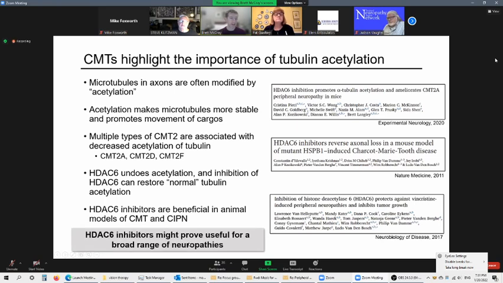So the idea is that these might be useful in other conditions. And there's actually been some research recently showing that these HDAC6 inhibitors and this strategy might actually be beneficial in ALS as well.